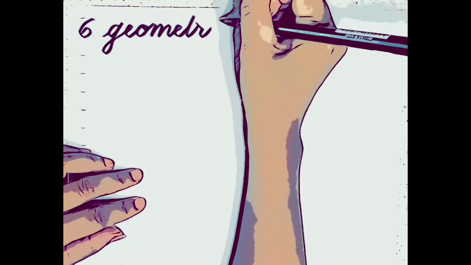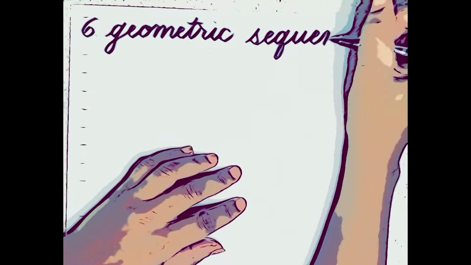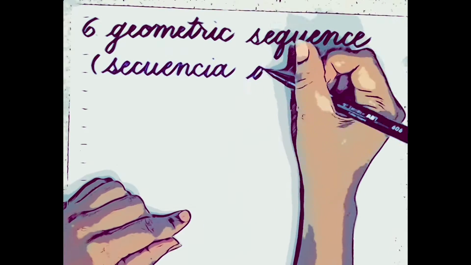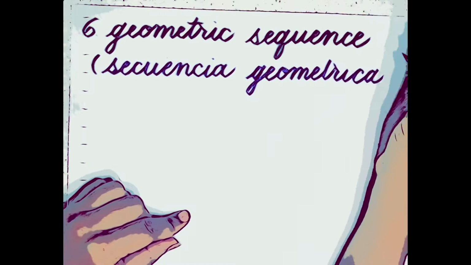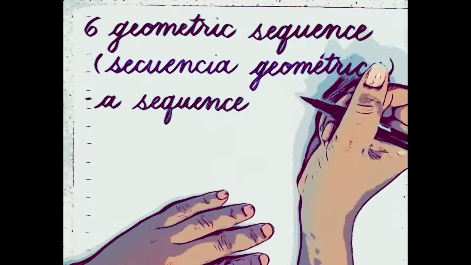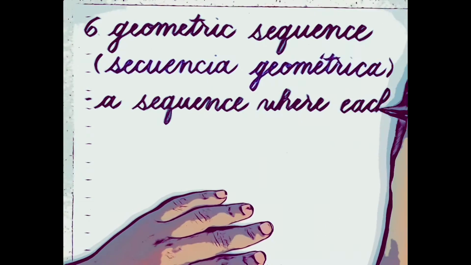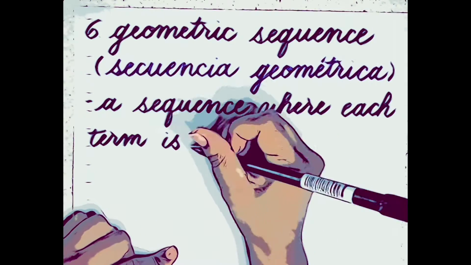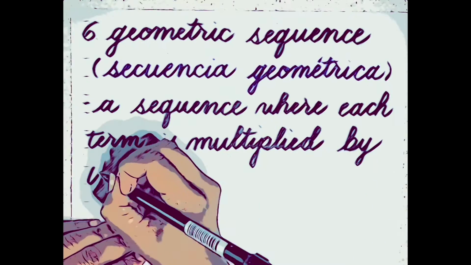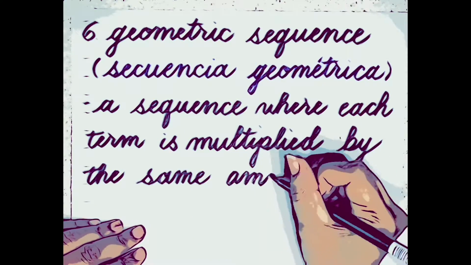So in a geometric sequence, una secuencia geométrica, each term is multiplied by the same amount. Cada término se multiplica por la misma cantidad. So generally speaking, if the terms are going up, then you're multiplying by a number greater than 1. And if the terms are going down, then you're multiplying by a fraction or a negative number.